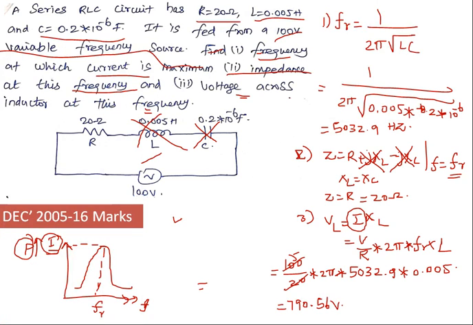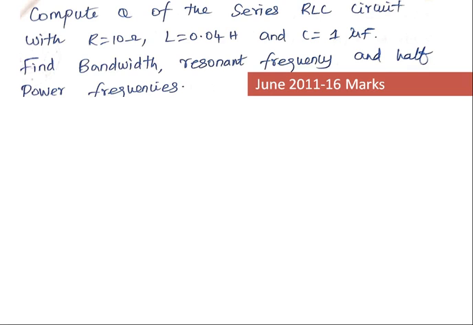So the first question is over. Let us move to the next question. Compute Q, which is nothing but the quality factor of the series RLC circuit with R equal to 10 ohm, L equal to 0.04 Henry and C equal to 1 microfarad. Find bandwidth, resonant frequency and half power frequencies.